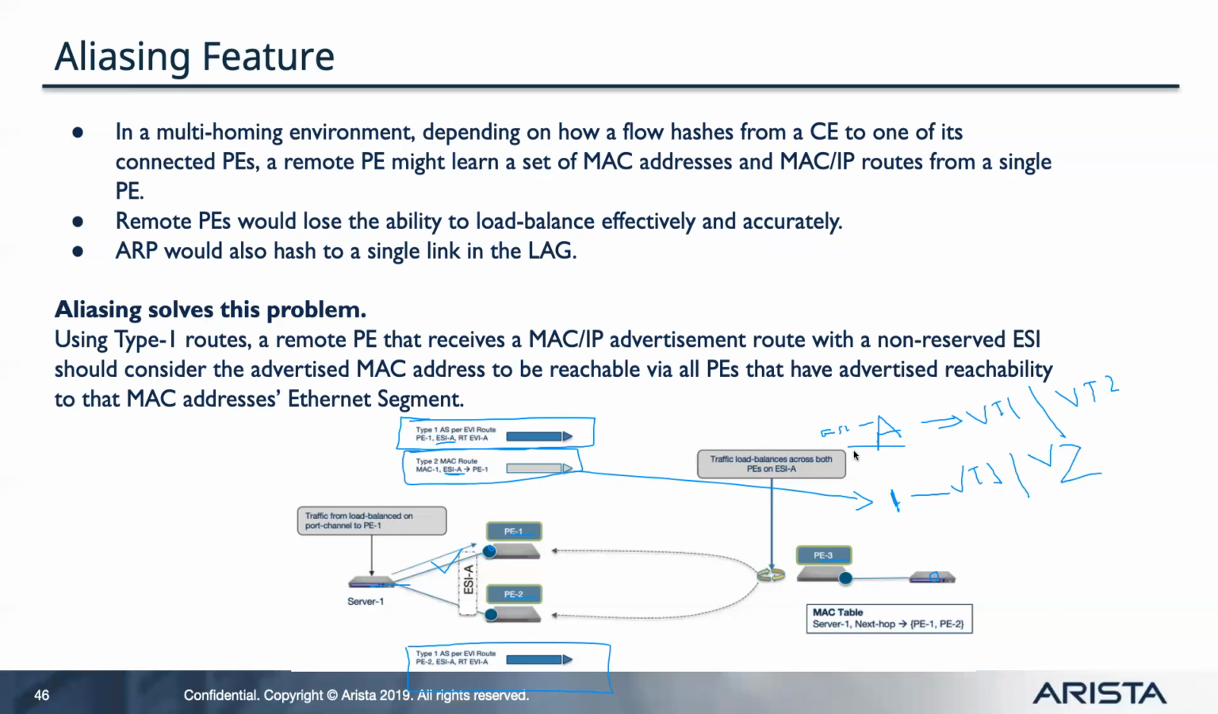Basically, all the MACs behind Ethernet segment A, there can be 100 servers here, with an L2 switch in between, all servers are reachable via Ethernet segment A. So for all the MACs, you can say that they are reachable via both VTEPs 1 and 2. This is called the aliasing feature, a load balancing feature. VTEP 3 will be able to load balance traffic to both VTEP 1 and 2 because of this type 1 update. Is it clear? Any question?